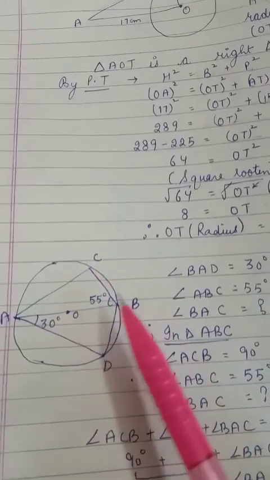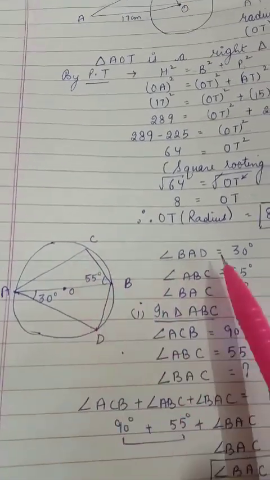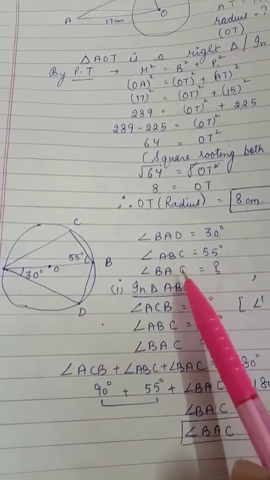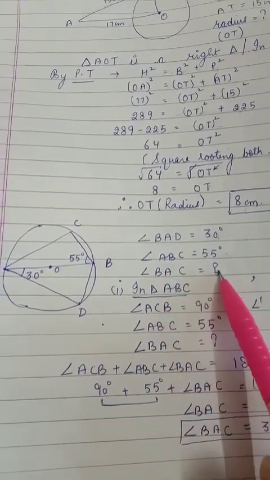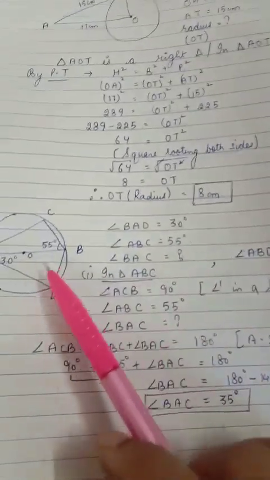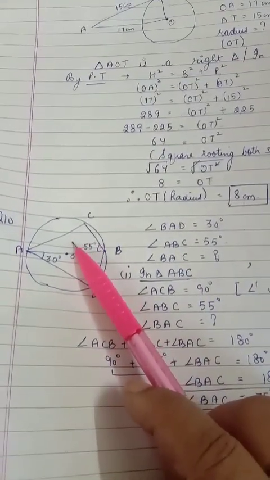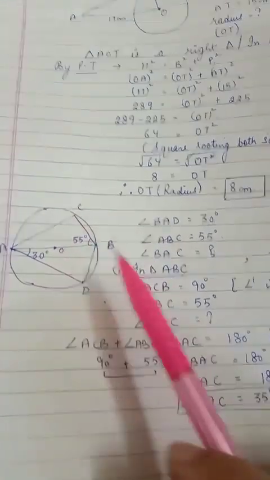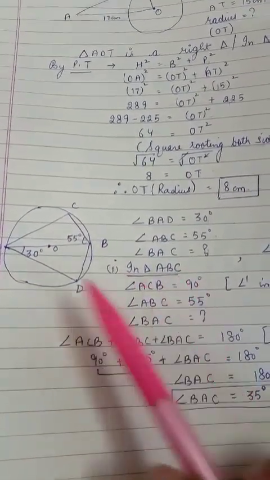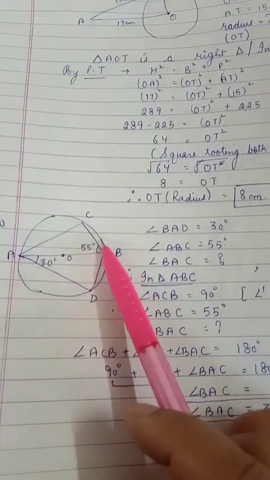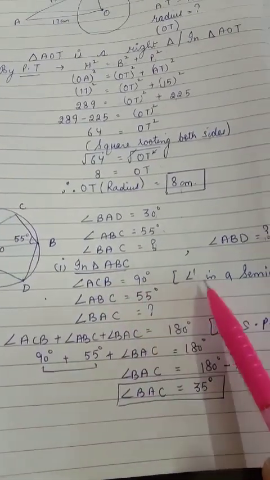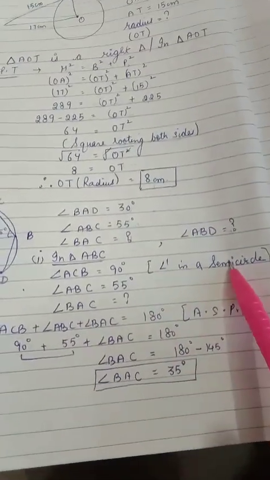This is the figure. First of all, let's see what is given. Angle BAD is 30 degrees, angle ABC is 55 degrees, and we have to find angle BAC in the upper semicircle and angle ABD in the lower semicircle. So we'll first start with the upper semicircle, that's triangle ABC. In triangle ABC, angle ACB is 90 degrees. Why is it 90 degrees? Because it's an angle in a semicircle.